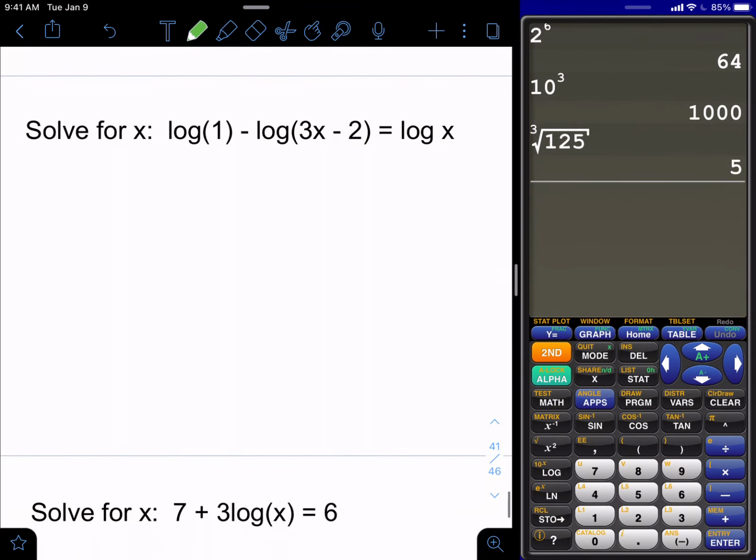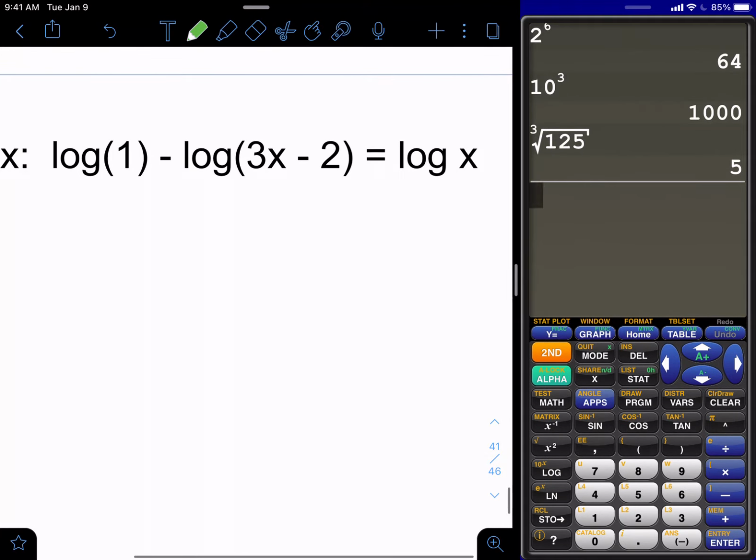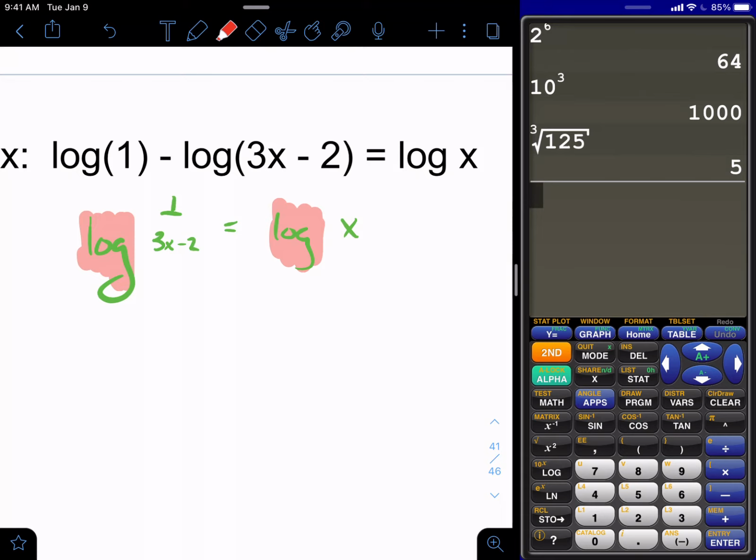Coming over here, looking at our next problem, here you can see that we have two logs on one side. So we're going to need to put those logs together and condense them. So to condense these, we'll have log, remember subtraction means divide, of 1 over 3x minus 2 is equal to the log of x. Since these are both log base 10 and we have logs on both sides, the only way that can happen is if this and this are equal. So we set up a new equation in which that is the case.